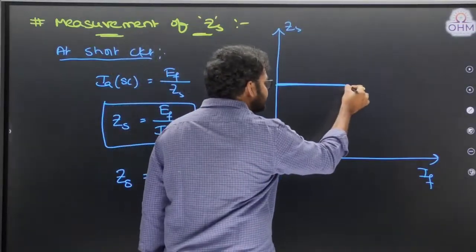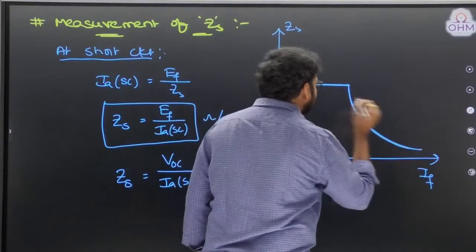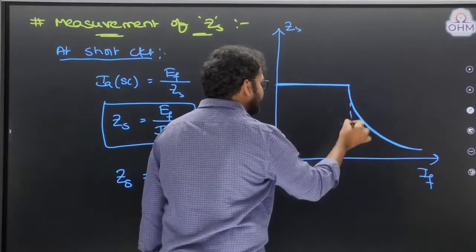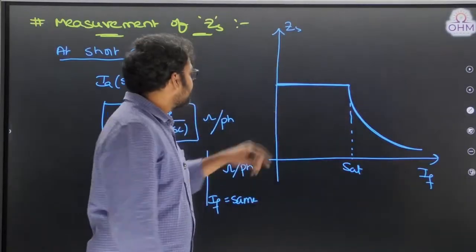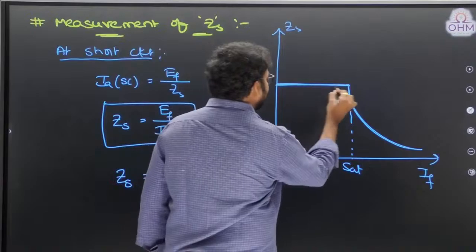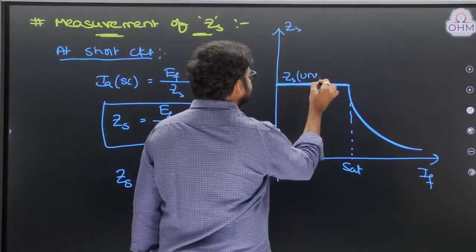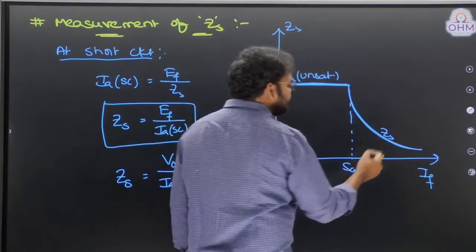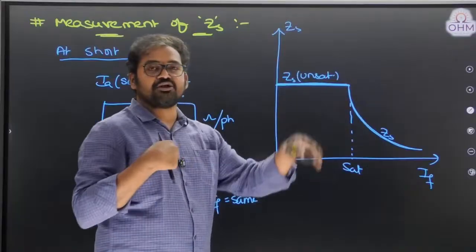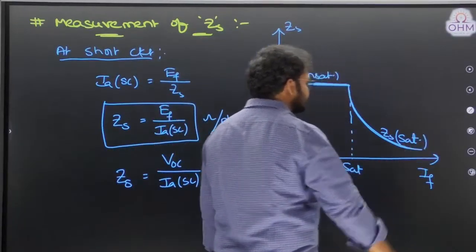Later the synchronous impedance will decrease in a non-linear fashion like this. Got it? So this is what we call the saturation point. Before the saturation point, synchronous impedance is a constant value. So this is unsaturated synchronous impedance. After this point, synchronous impedance is reducing in a non-linear fashion. This is saturated synchronous impedance.